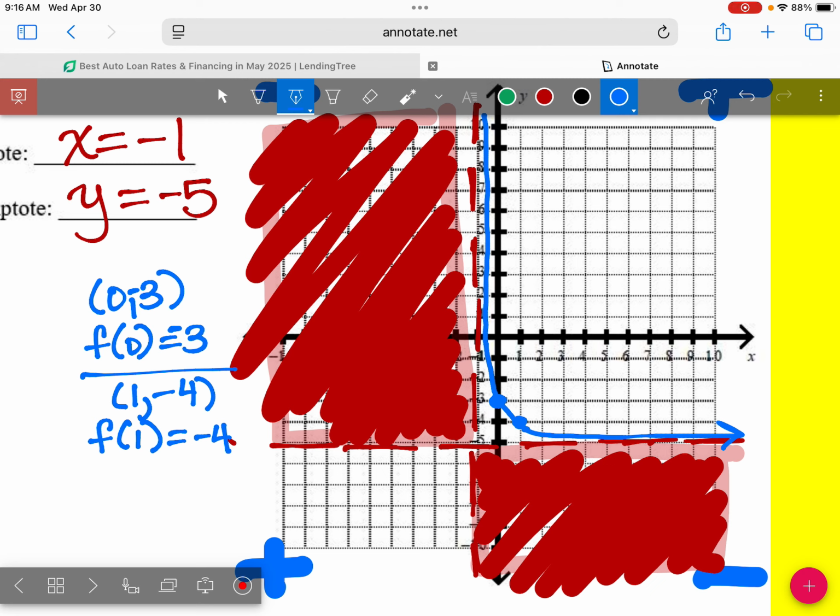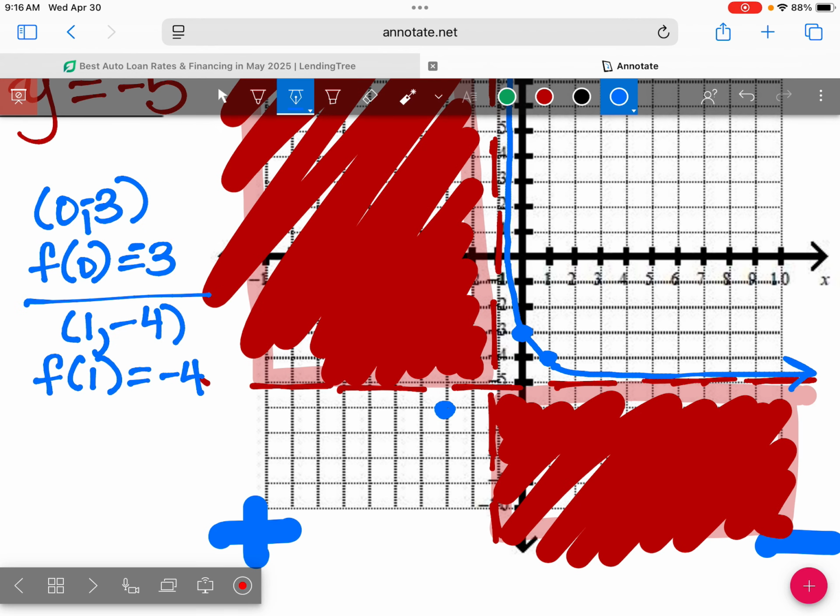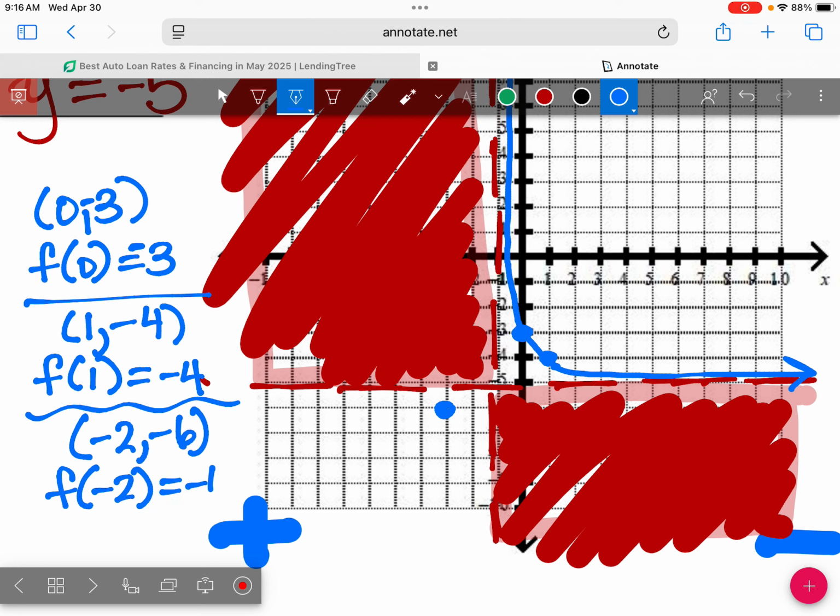All right, now let's do our bottom one here. Go to the cross. Now I'm going to go left to, I can't go up, so I have to go down because I colored in the part above it. So I'm going to put a point here. So that point is at -2, -6. So in function notation, I would write f of -2 equals -6.